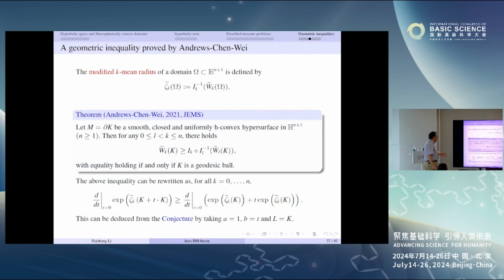Just get it from the derivative, because if we have the Brunn-Minkowski inequality, just take a derivative of this inequality in the special case, choose A equal 1, B equal t, K equal L. So that means our Brunn-Minkowski inequality should be very hard to prove. This is our work, we want to continue to prove the Brunn-Minkowski inequality.